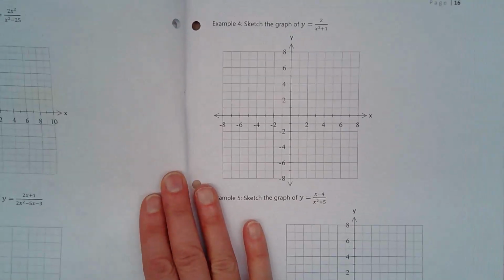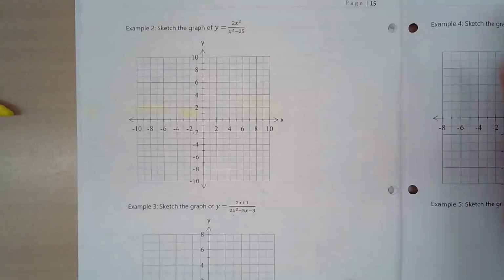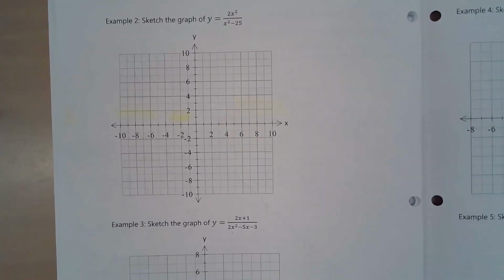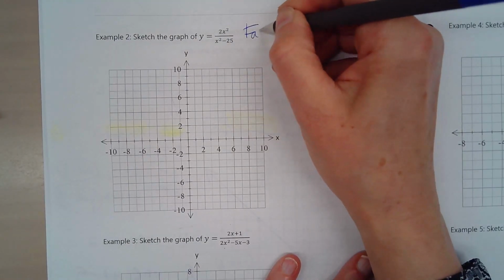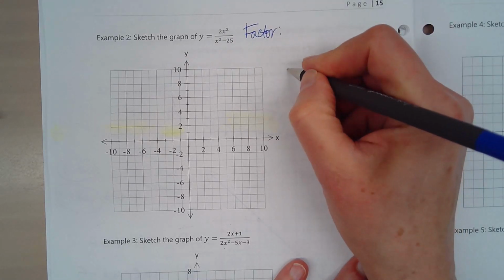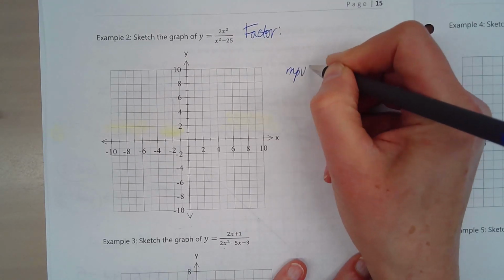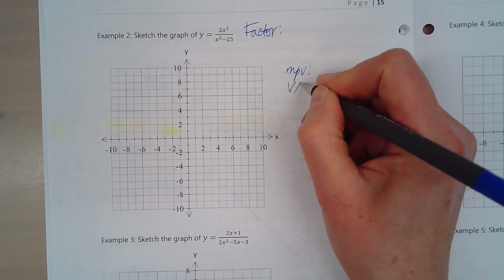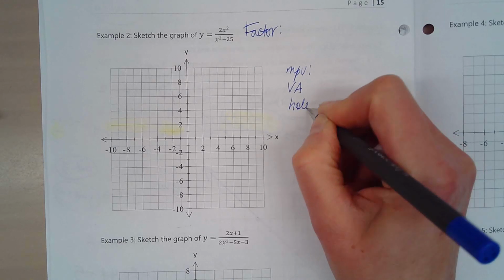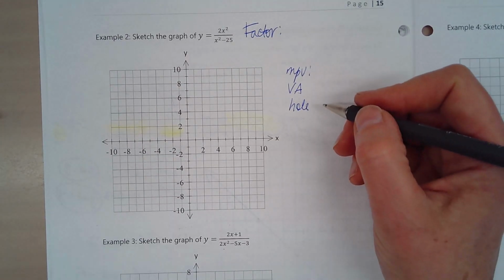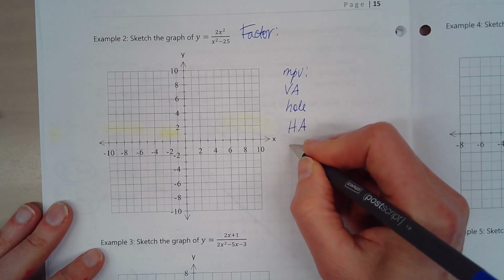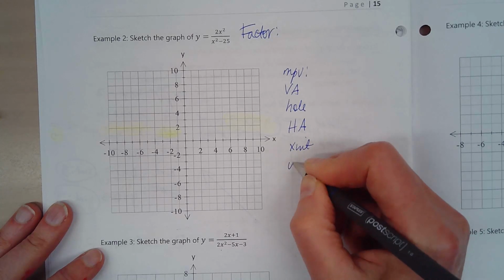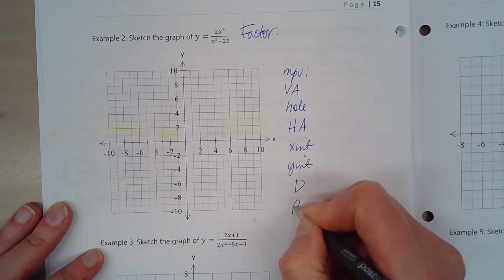Okay, so we're trying to get a big exposure to all types here. Sketch this graph. First thing, always factor if we can. I'm going to do my little list here again. It all starts with non-permissible values. Those lead to either a vertical asymptote or a hole. And sometimes you get both, like if you have two factors of x on the bottom, maybe you'll get a hole and a vertical asymptote. Then horizontal asymptote, x-intercept, y-intercept, domain and range.